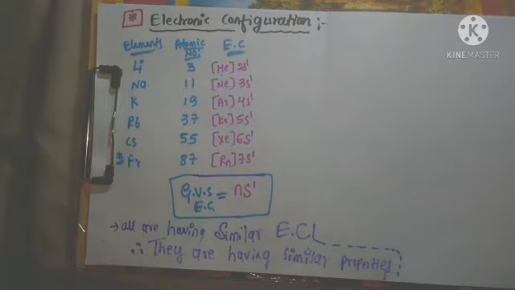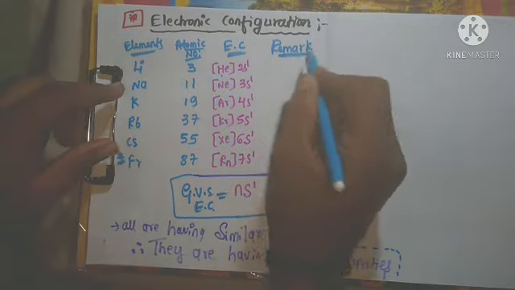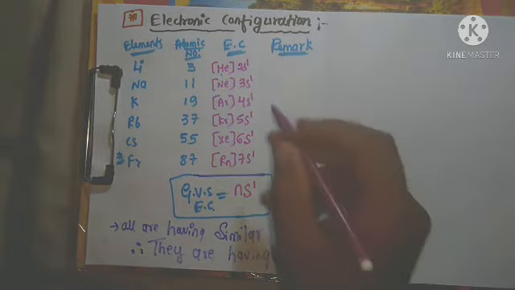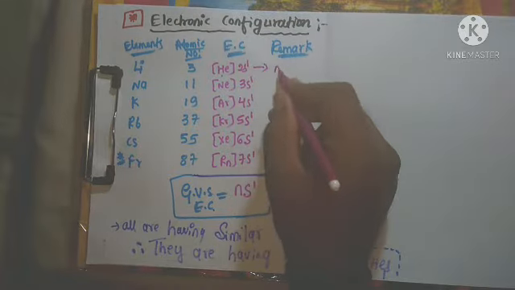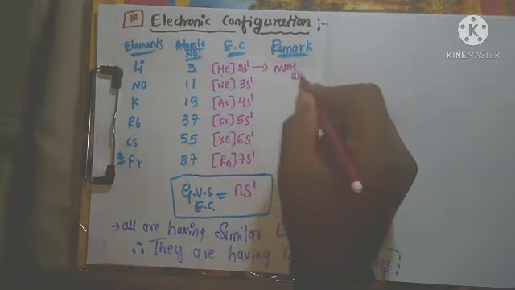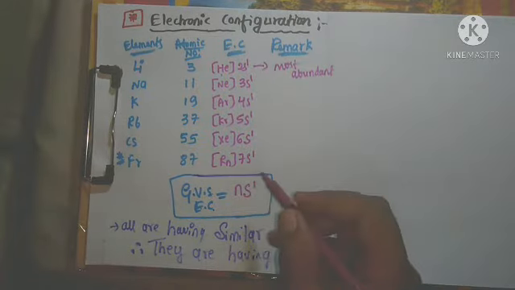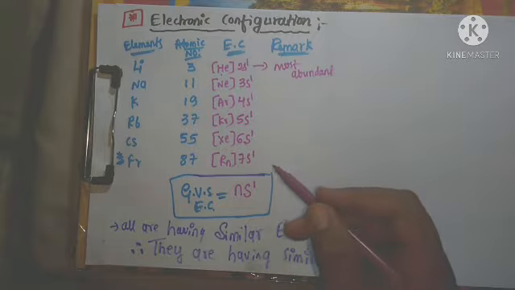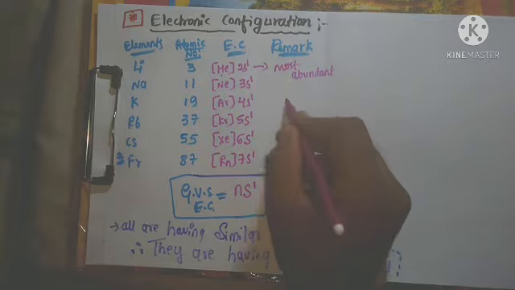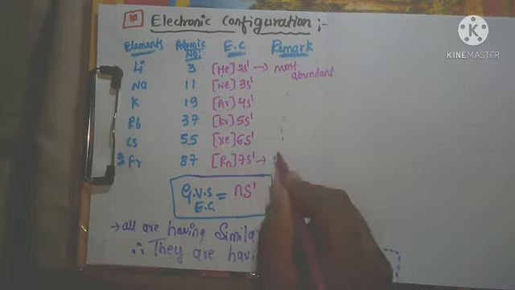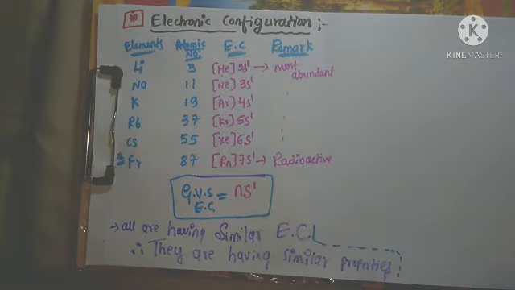Next, I want to make another column here, a remark column. Here, lithium, the first element, is the most abundant element. Most abundant means it is available more compared with the other elements in nature, in the earth crust. Next, francium is a radioactive element in the first group.